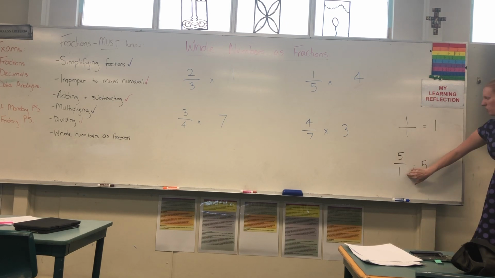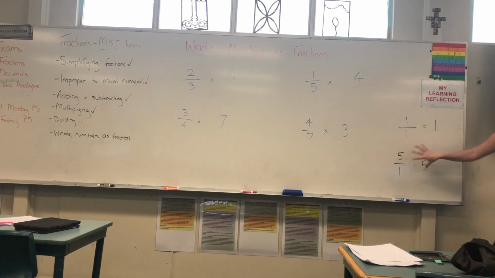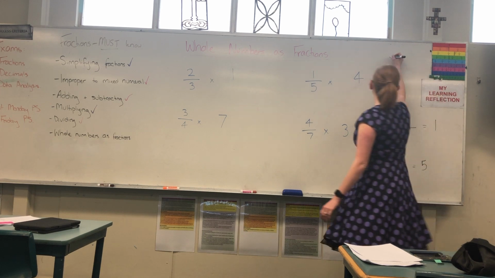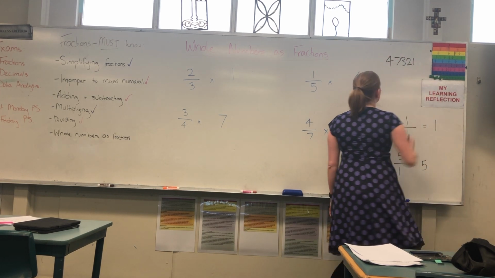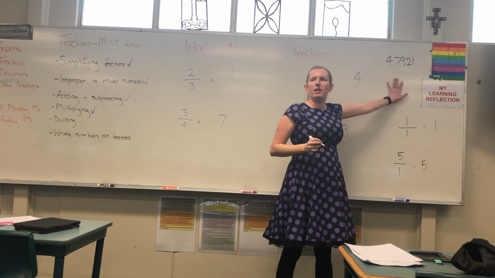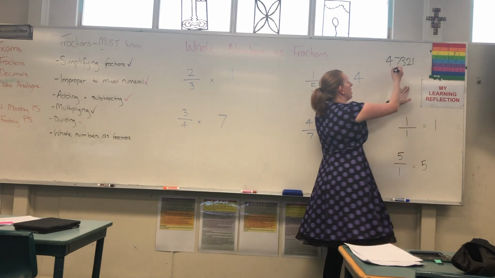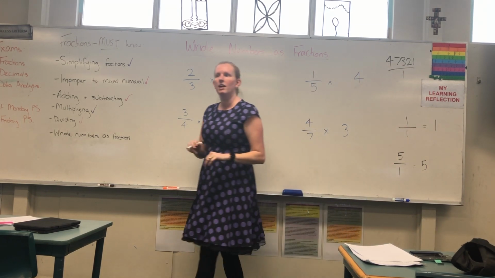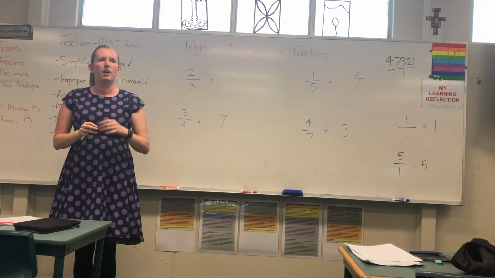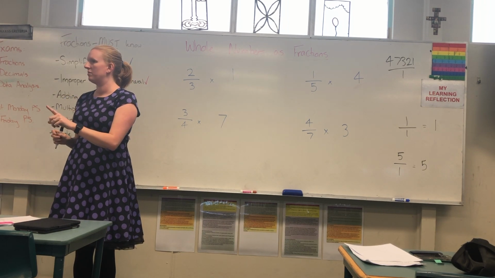If I have 5 over 1, it's the same as writing just 5. They're equal to each other. Any whole number can be written as itself over 1. Okay, I'm going to say that again. Any whole number that you could possibly think of, whether it's 4, 7, 3, 2, 1, if I was to write it as a fraction, would be what? This number over 1. Okay?